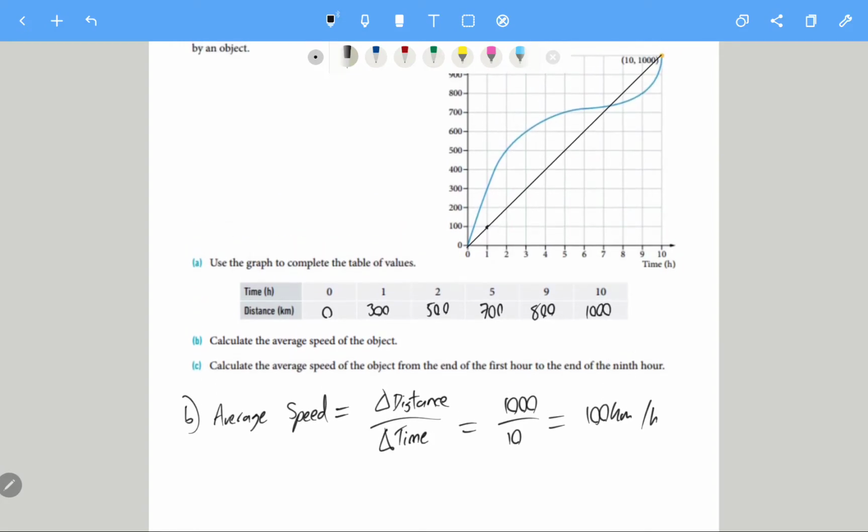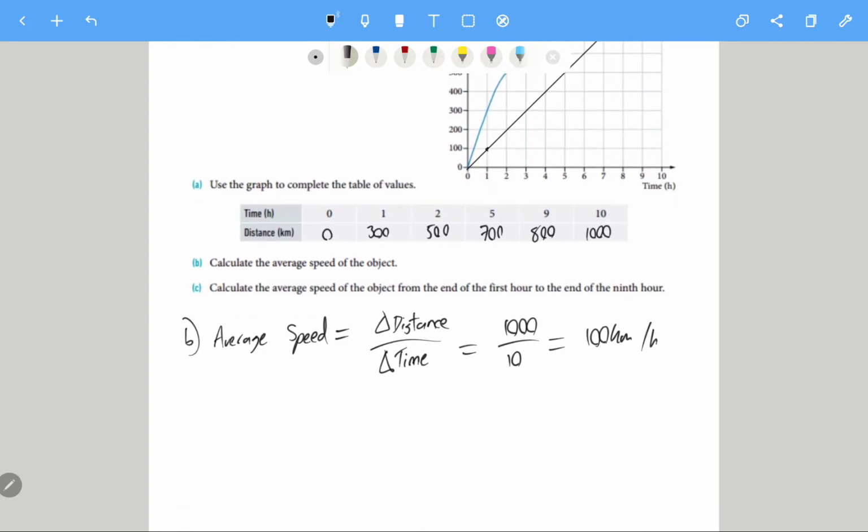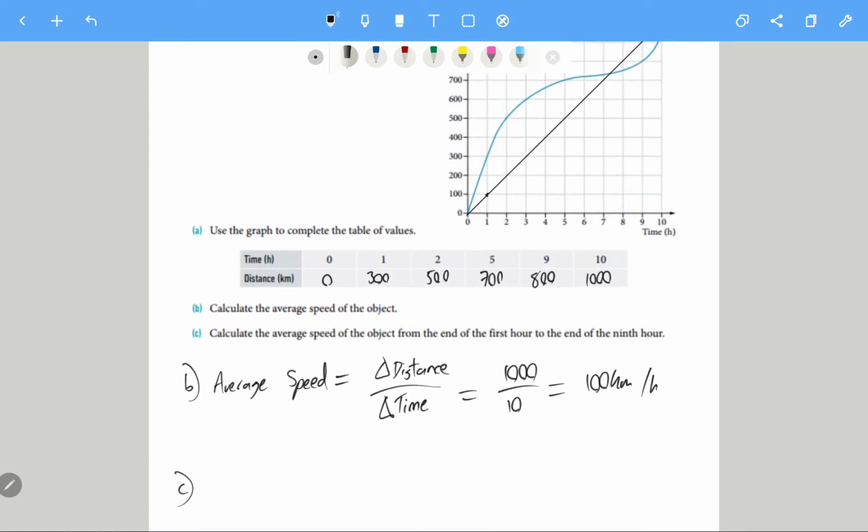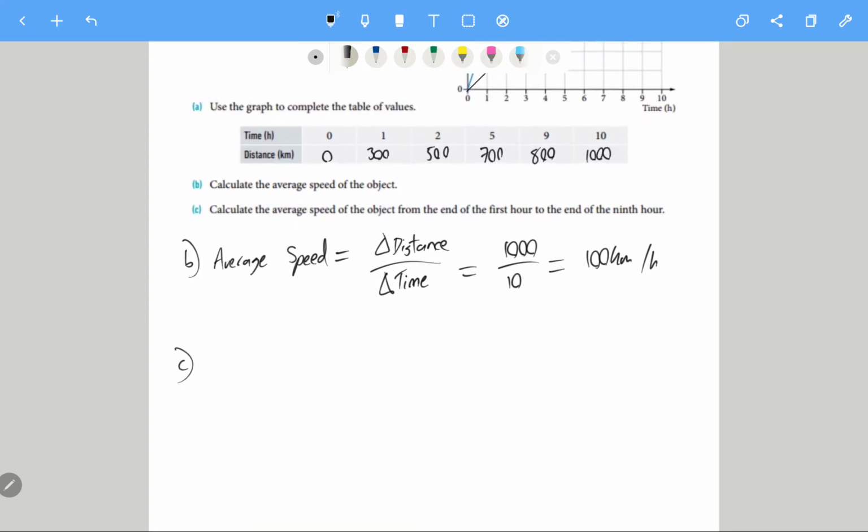Alrighty, so calculate the average speed of the object from the end of the first hour to the end of the 9th hour. So end of the first hour to the end of the 9th hour. So let's have a look at that. Well, the end of the first hour, we've travelled 300. So let's have a look. Average speed. Del dist over del time.